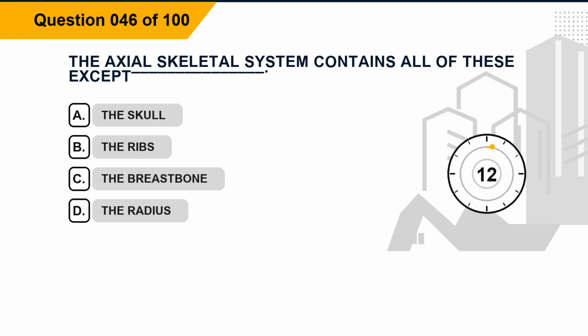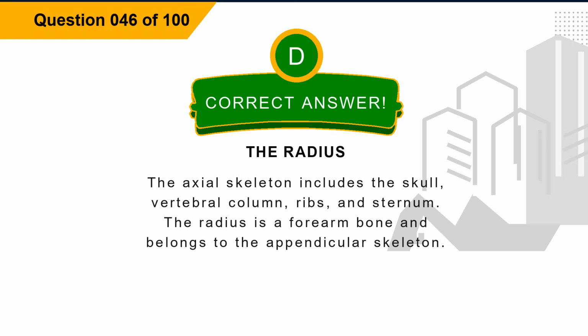Question 46. The axial skeletal system contains all of these except blank. Option A. The skull. Option B. The ribs. Option C. The breastbone. Option D. The radius. The correct answer is option D. The radius. Explanation. The axial skeleton includes the skull, vertebral column, ribs, and sternum. The radius is a forearm bone and belongs to the appendicular skeleton.